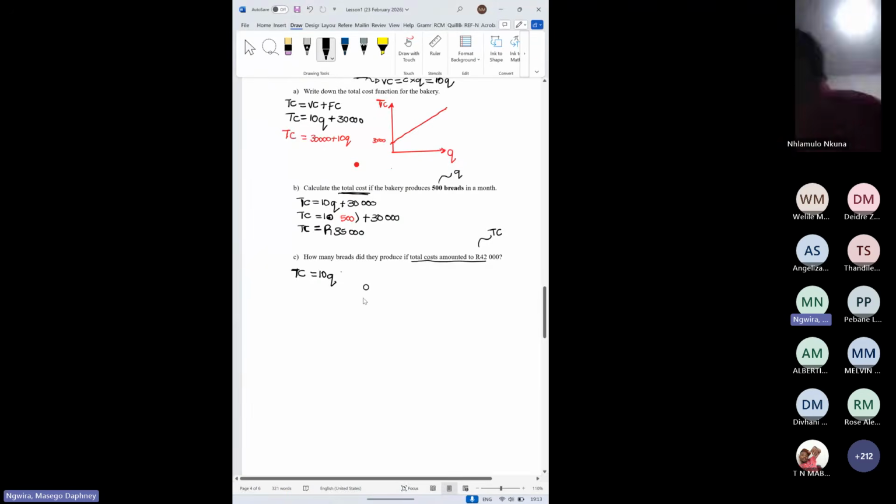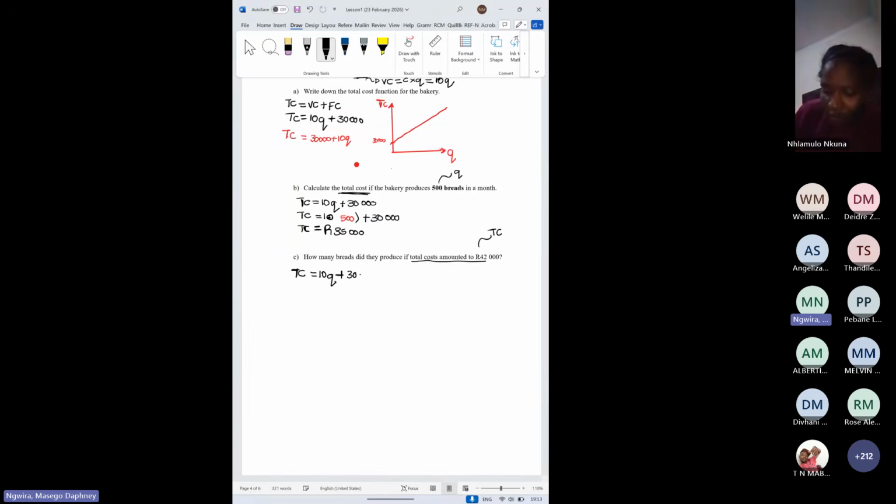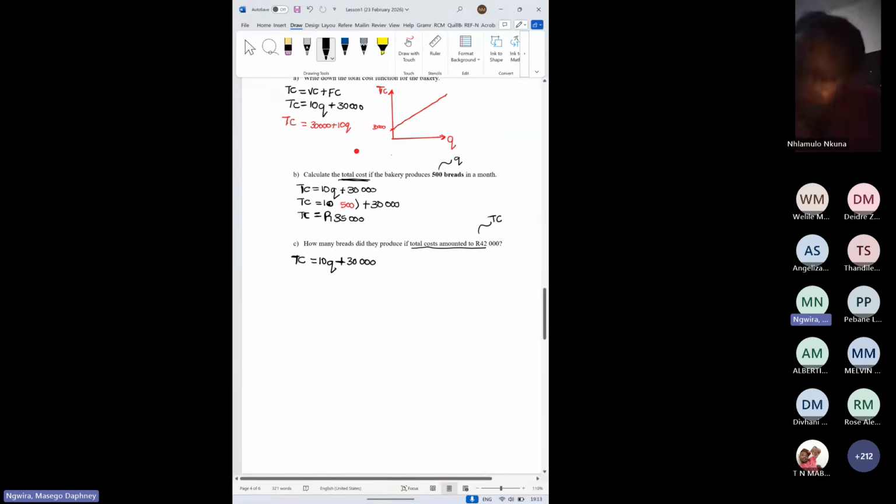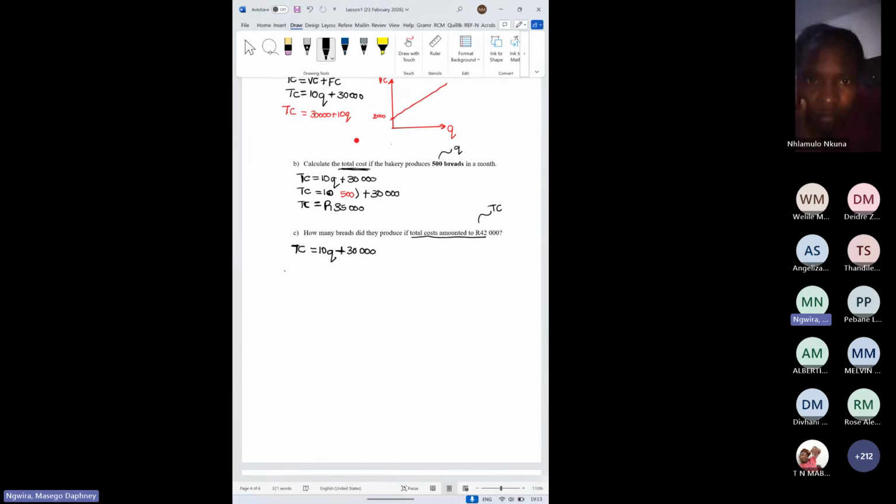So this is 10Q. I'm still using the same thing: 10Q plus 30,000. And remember, even if you say 30,000 plus 10Q, it's still the same thing. At the end of the day we get the same answer. On this one we are given the TC. Please bear with me here. I'm going to try not to use too much of my maths. You'll tell me if it makes sense. So this is 10Q plus 30,000.